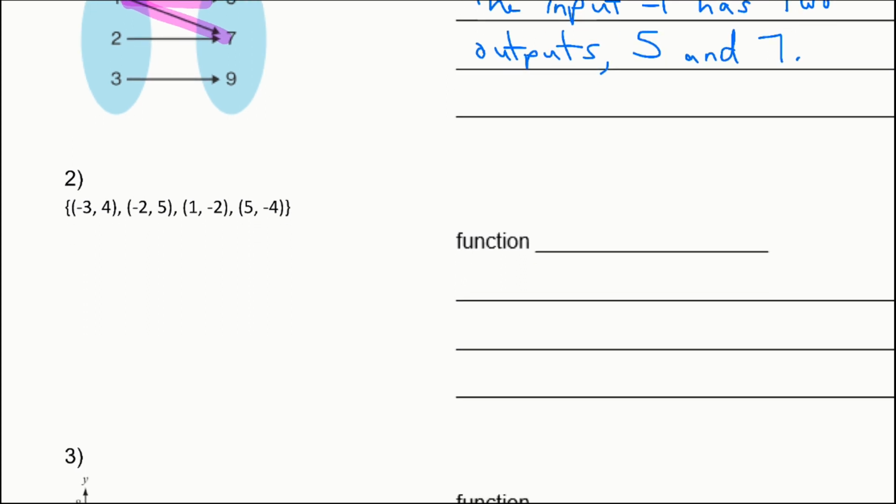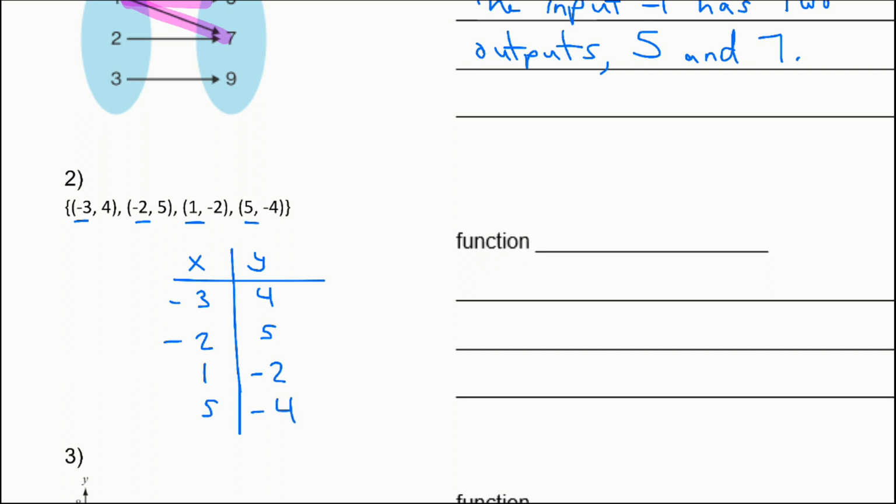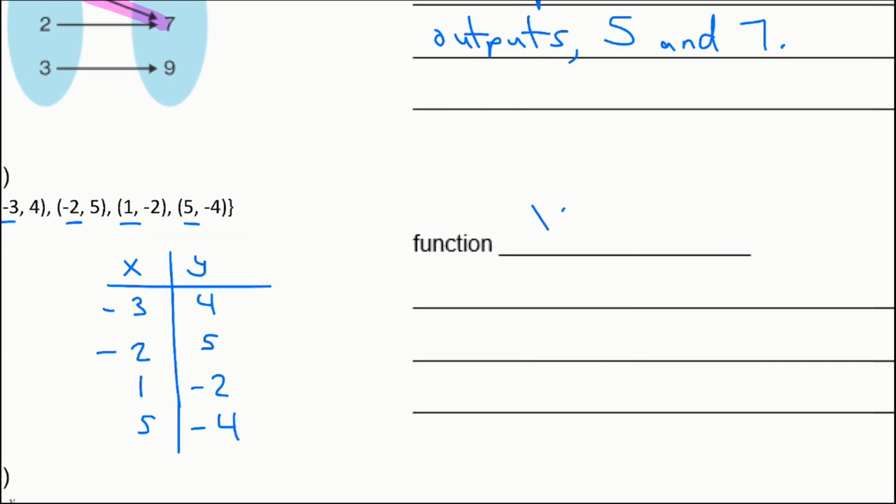Number two, when you're given ordered pairs, look at the x's to see if any of the x's are repeating. If the x's are not repeating, it's already going to be a function. But just in case you want to see, and this might be good for just the answer key people here. So this first one is -3, 4. Then it's -2, 5, 1, -2, and 5, -4. So since each input has exactly one output, this is going to be a function.